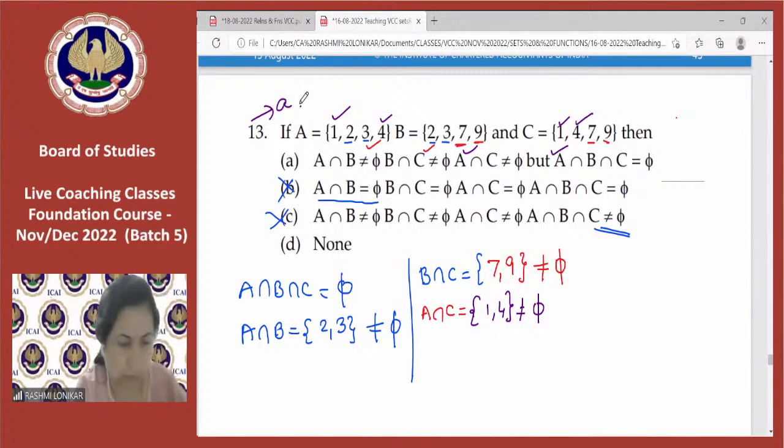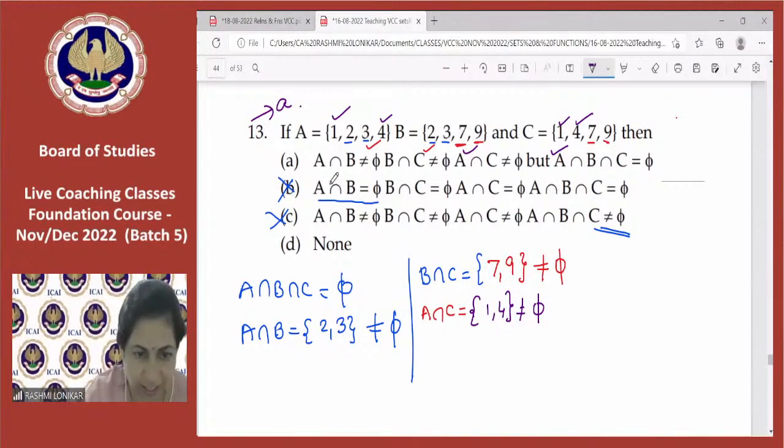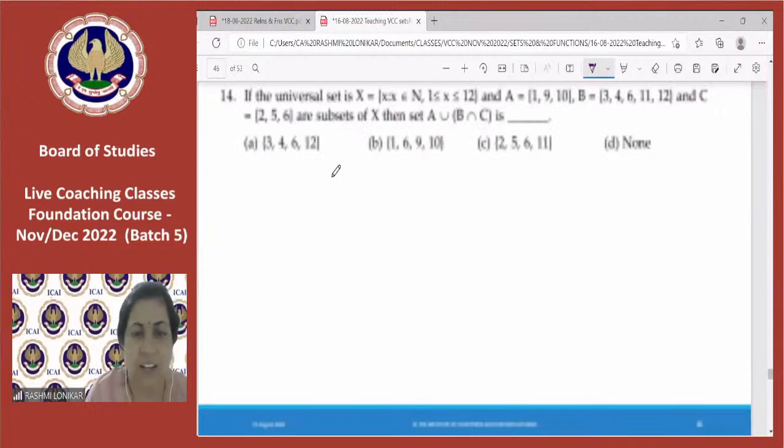Yes. Isha. Thank you. Yes. Harshita, Bhargavi. Good. So this is clear now. Okay. Crystal clear? Yes.